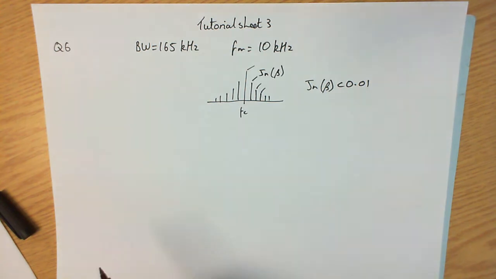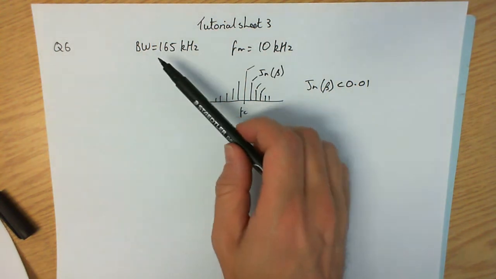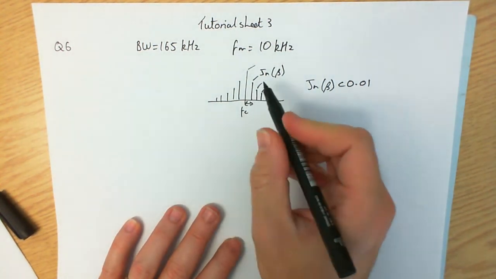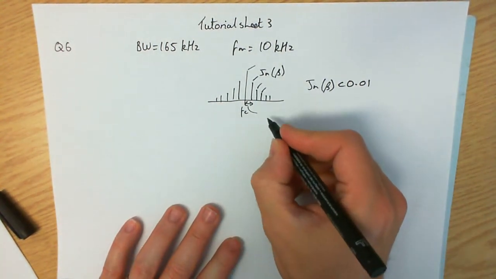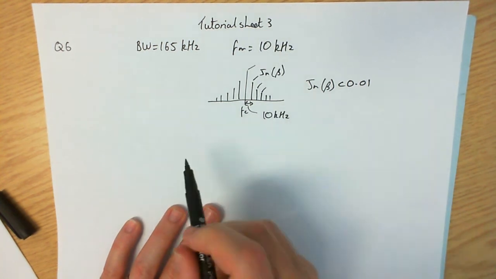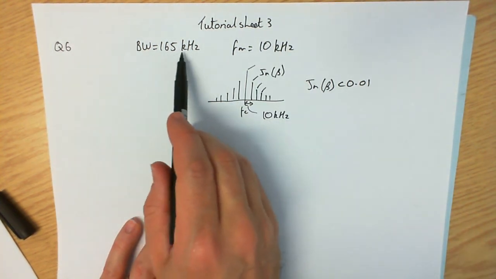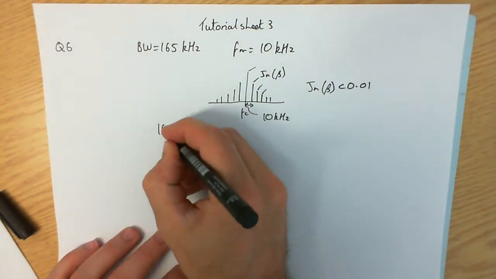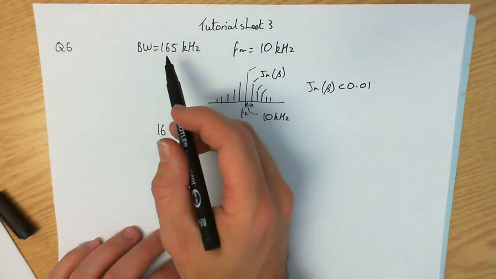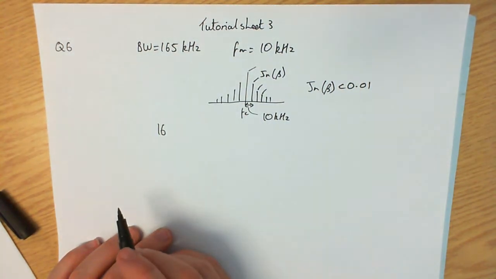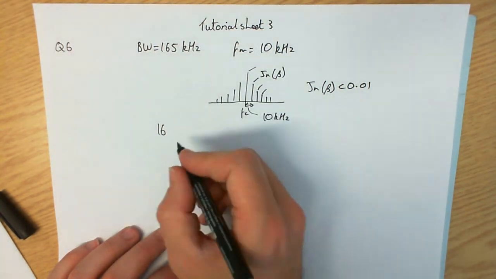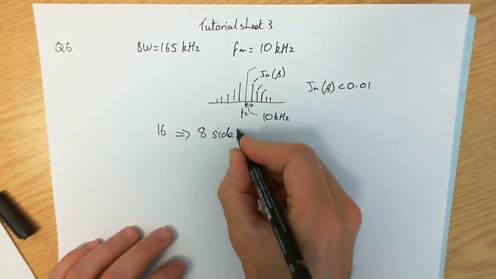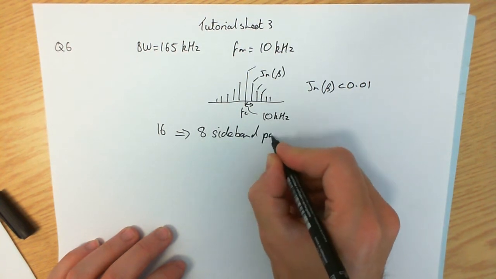So what we've got in this case is we have 165 kilohertz, and these significant sidebands are going to be spaced 10 kilohertz apart. So how many 10 kilohertz can fit into 165 kilohertz? Well, obviously that's 16. We haven't got space for a half kilohertz in there, so we've got 16 sidebands, which means we have 8 sideband pairs from that.